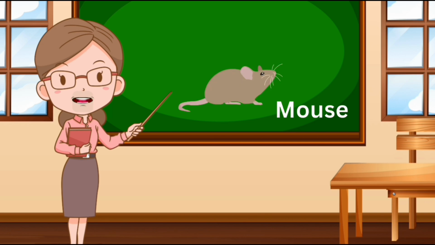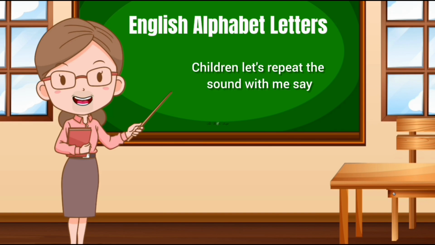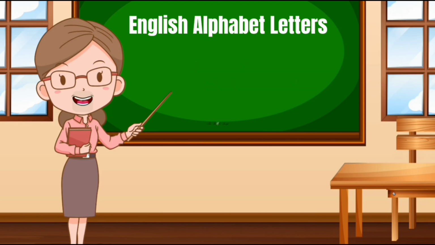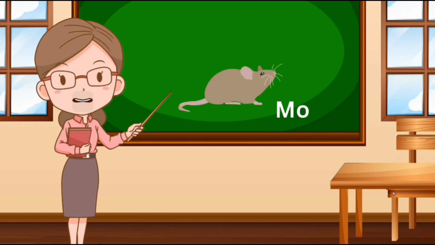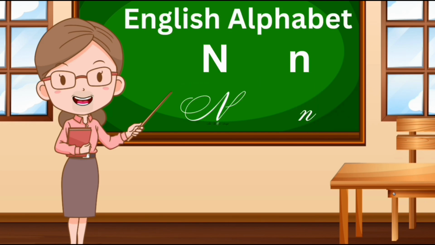M sound is used for mouse. The phonics sound of letter M is M. Children, let's repeat the sound with me. Say M, M, for mouse. Perfect. This is alphabet letter N.